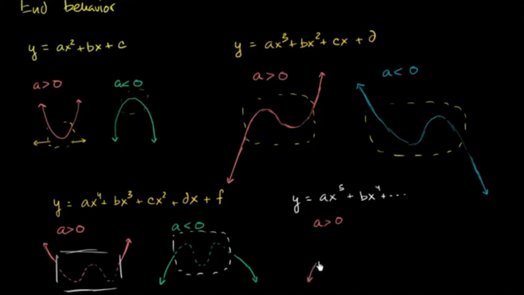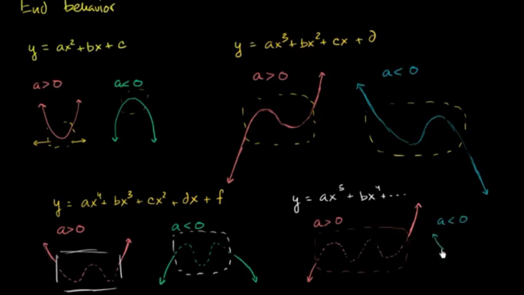Now, it might do some craziness like this. I have to get this right. So it's 1, 2, 3. It might do some craziness like this in between. But then, for really large x's, it will look the same as ax to the third when a is greater than 0. So once again, very similar end behavior when a is greater than 0, and very similar end behavior when a is less than 0. It would look like this.